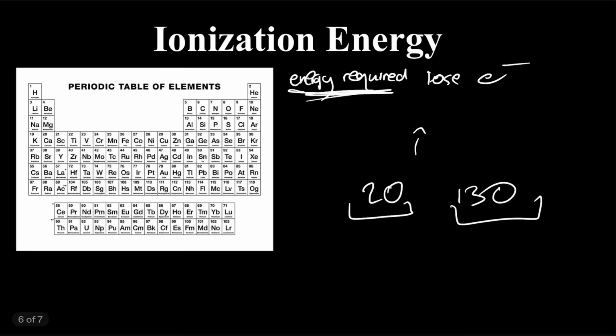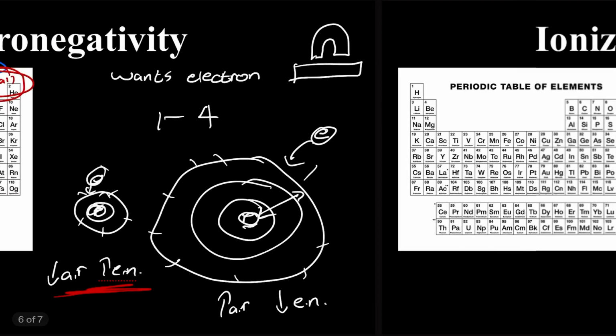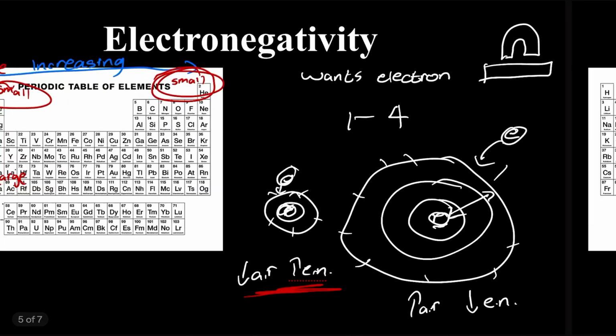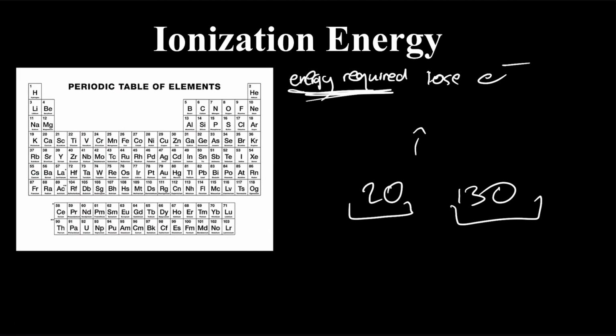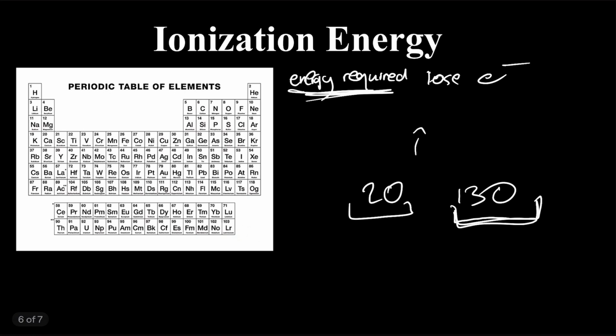And it's going to be the same trend as electronegativity, which is what confuses most students, because they're like, wait, it's the opposite. One wants electrons, the other is energy required to lose electrons. How can it possibly be the same trend? Well, the value that they represent is the opposite, because the higher this is, the harder it is to lose an electron. But the higher this is, the easier it is to gain an electron.